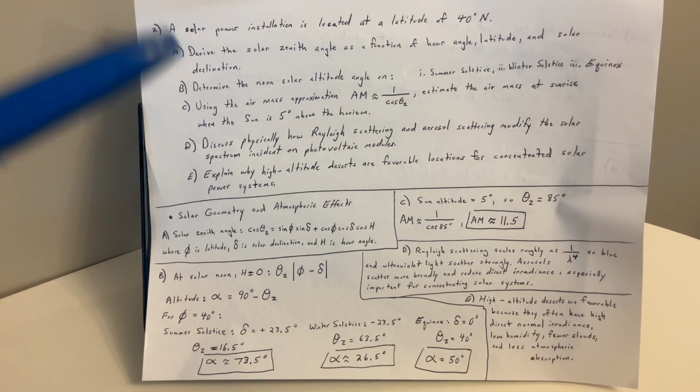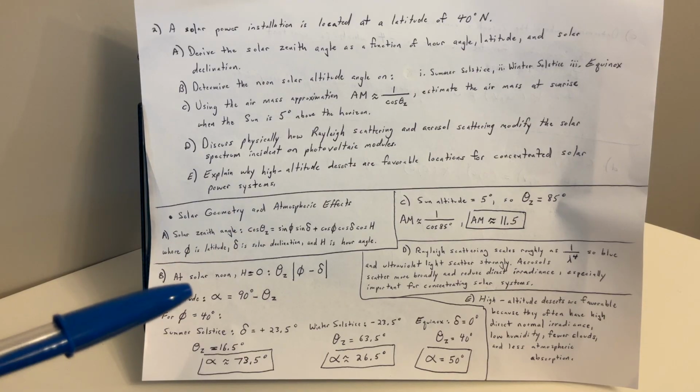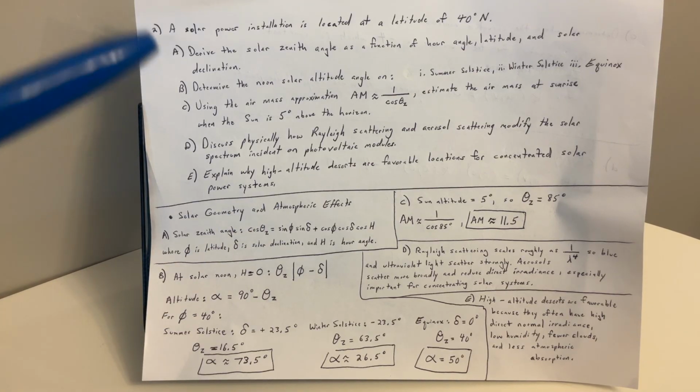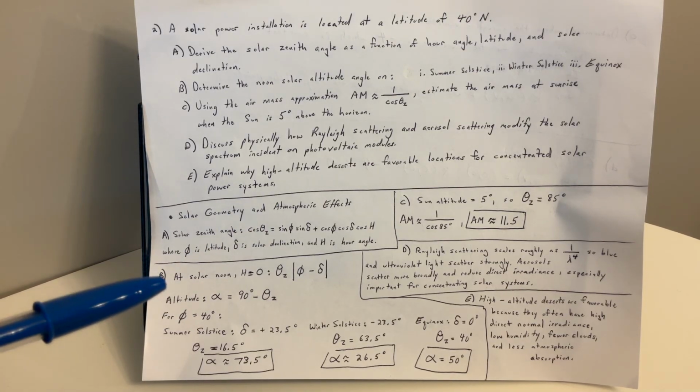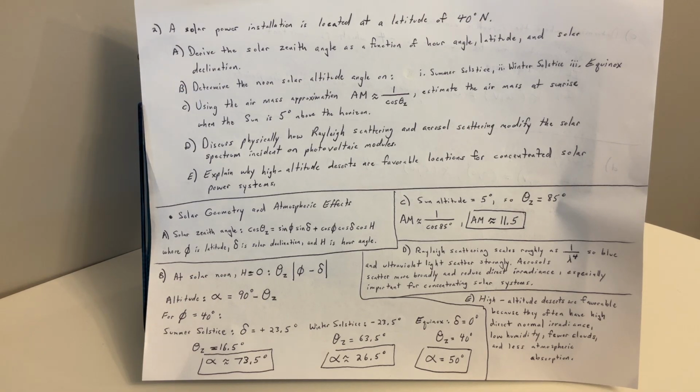Okay, and that was more of demonstrating than deriving. Part B, at solar noon, I should have put show. Part B, at solar noon, so I'm sorry. Part B, determine the noon solar altitude angle on summer solstice, winter solstice, and equinox.